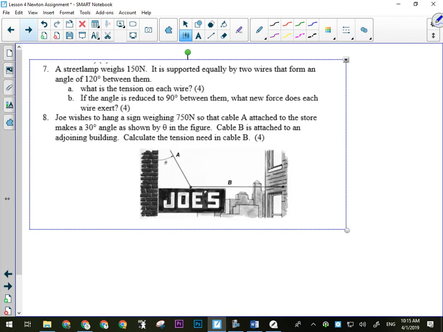Question number 7. We've done a bunch of questions like this. They're static questions. Got a street lamp. It weighs 150 newtons. It's supported equally by two wires that have an angle of 120 degrees between them. What's the tension in each wire for part A? And then in part B, we reduce the angle from 120 to 90. Now what's the tension in each wire? Really watch this in that question.